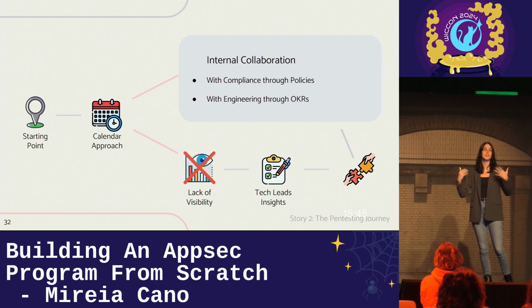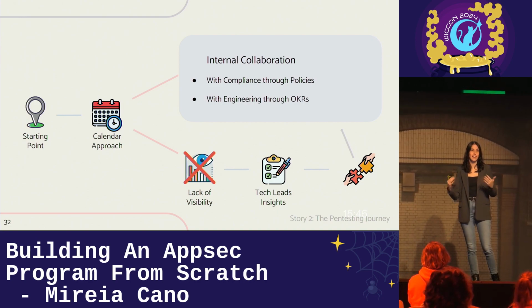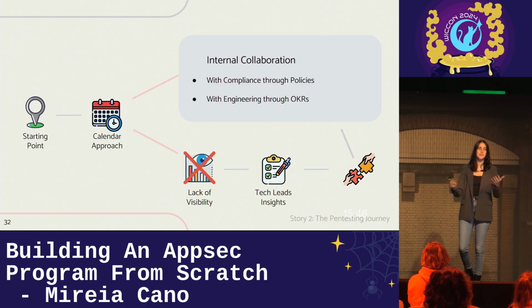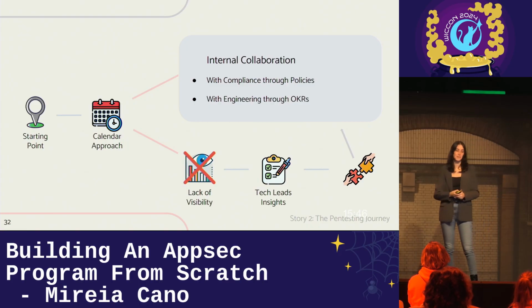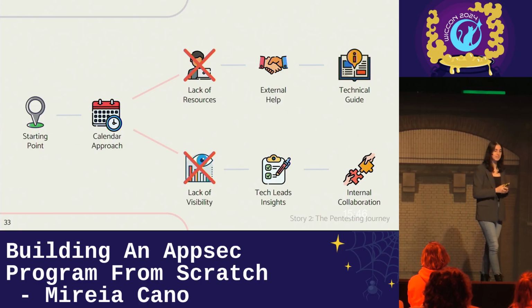And then they also could see our OKRs. So they would see what we're working on, and they could not ask us about doing so many pen tests because they knew what was happening. So that was the second story.